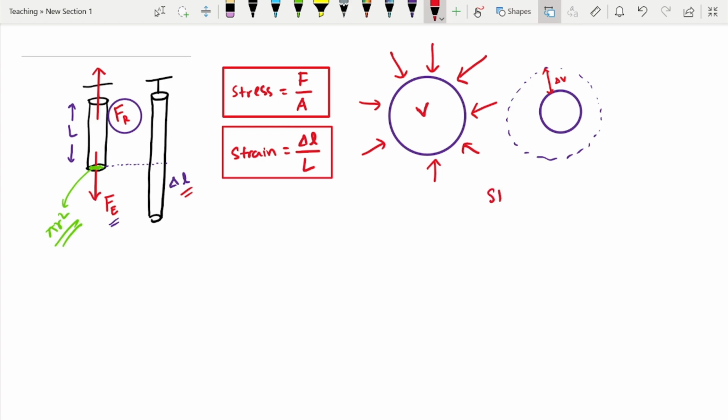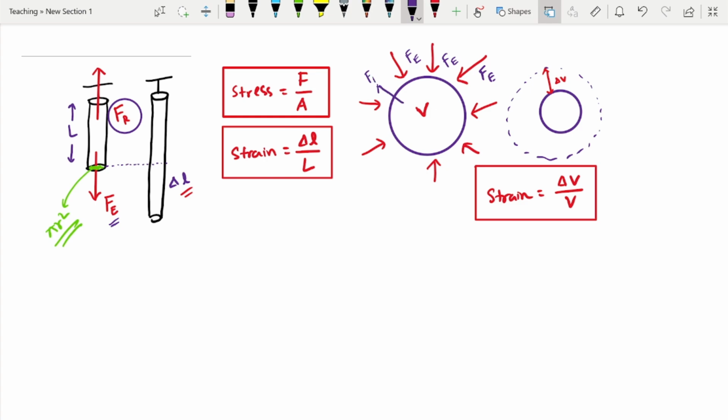So strain will be equal to delta V over the actual volume V, right? So what will be the stress? From outside we have subjected some external force, and for this external force we get another force working in the opposite direction, which is the restoring force of that object. And here also, stress is equal to the restoring force over the cross-sectional area, which is pi r square. In this case it is also pi r square.